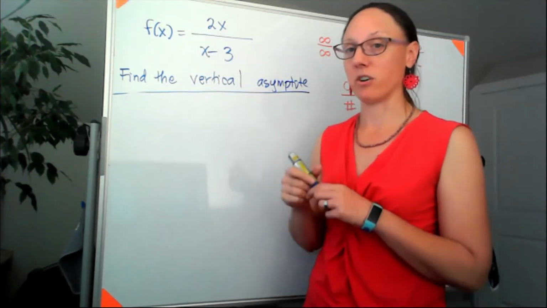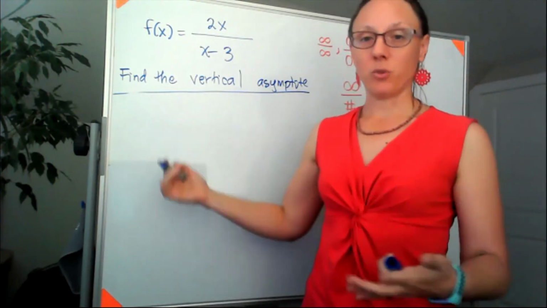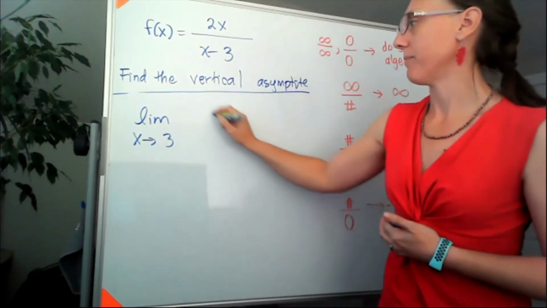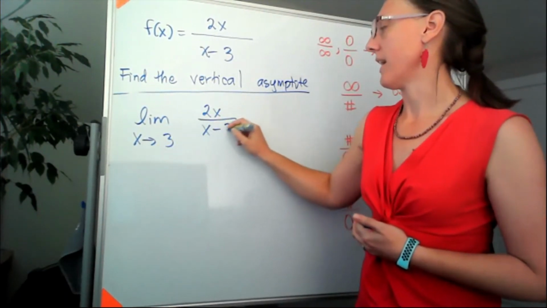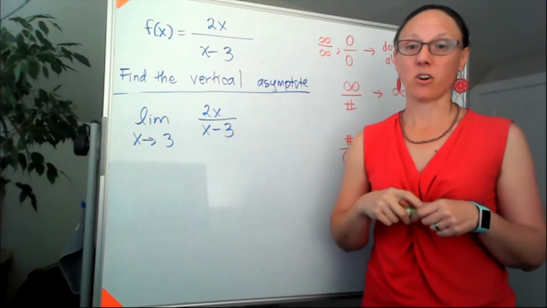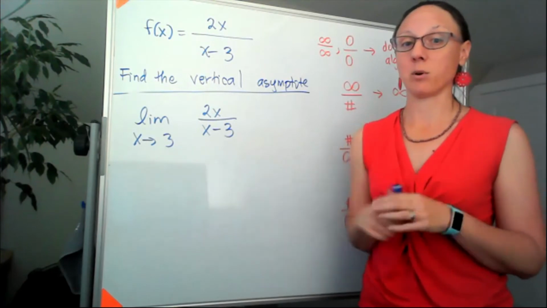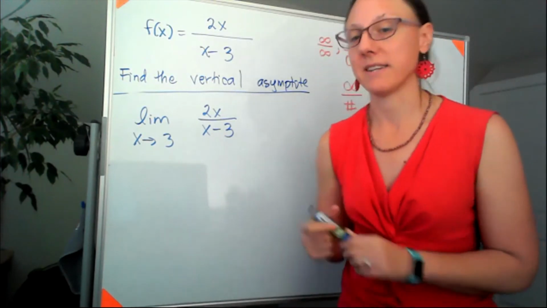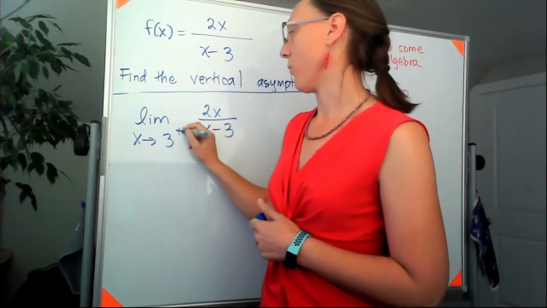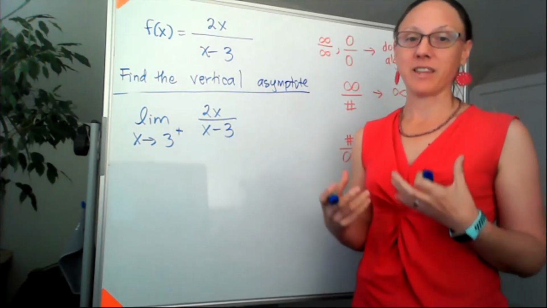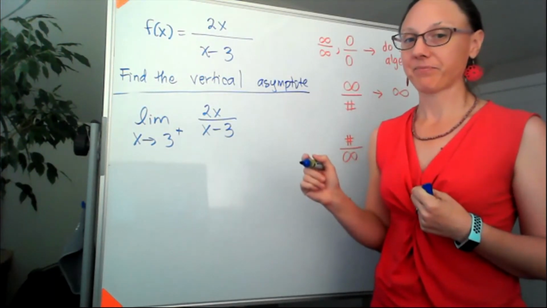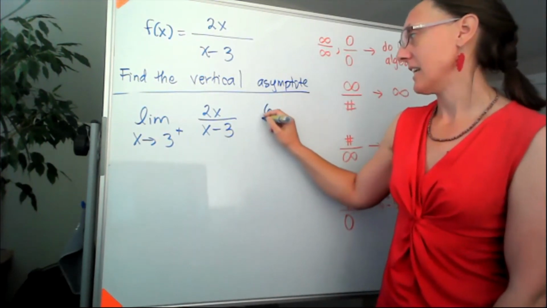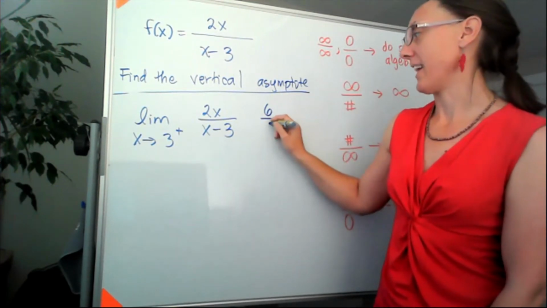So if I want to find those vertical asymptotes, I have to do the calculus-y thing and look at the limit as x approaches 3 of 2x over x minus 3. And in particular, I'm going to look at that limit as x approaches 3 from the right and from the left. So let's start by looking at the limit as x approaches 3 from the right. The first thing we're going to do with any limit problem is to plug the number in. Well, if I plug in 3, then in the numerator I get 6. And in the denominator, when I plug in 3, I get 0.